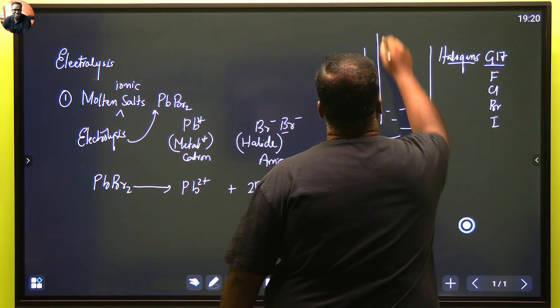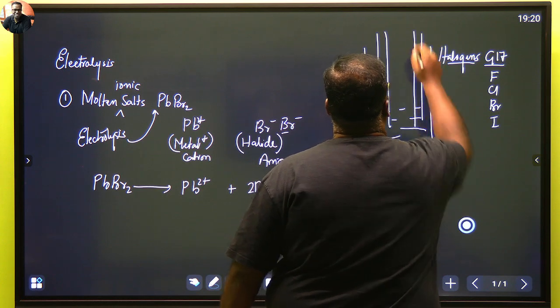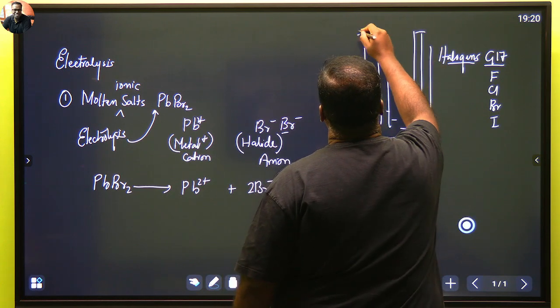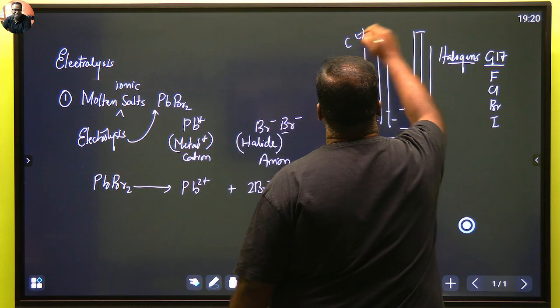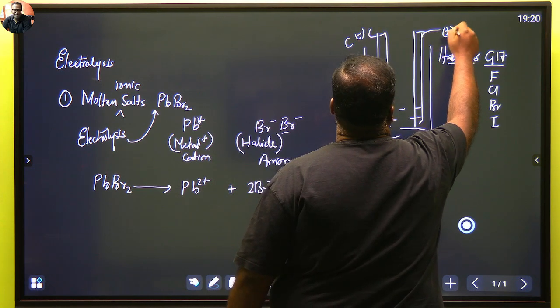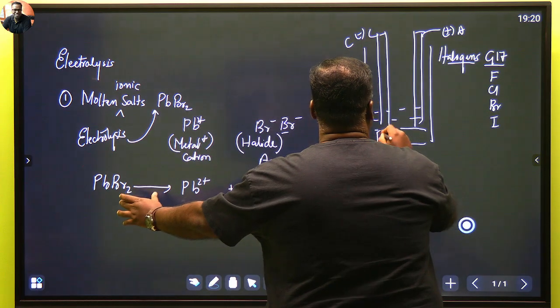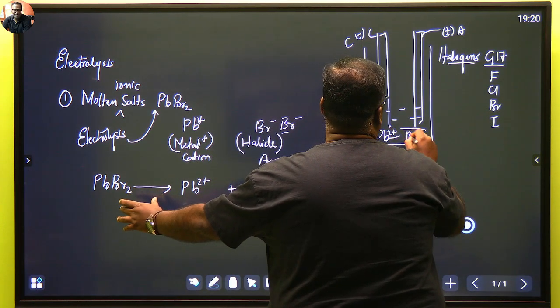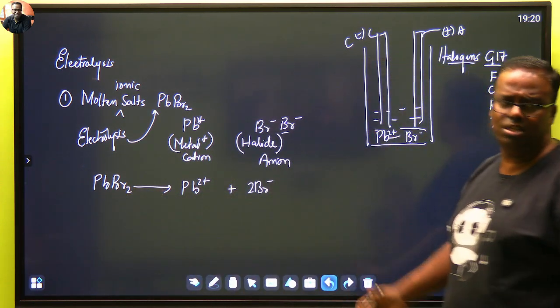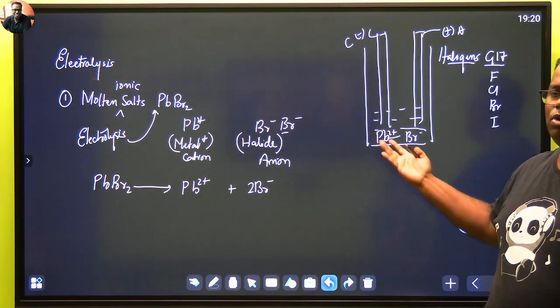So if you look at my electrolytic tank setup, I had molten lead bromide out here, and I have my two electrodes. Obviously, one electrode is connected to the negative. Here it is known as the cathode, and this is connected to positive. So this is known as anode. यहाँ पे what all are present here? Pb2+ is present and Br- is present. Common sense, you should now ask, who will go in which direction?